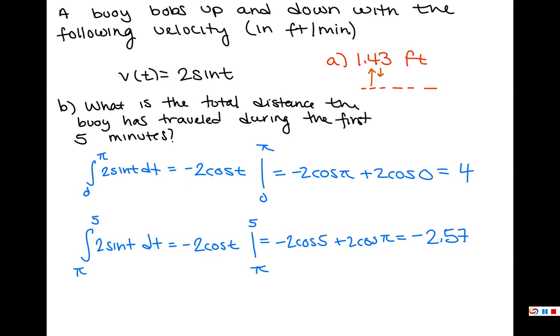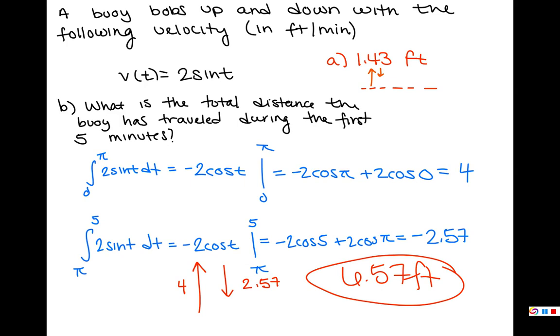This matches my answer in part A. We went up 4 feet, then we went down 2.57 feet. The net result is we are 1.43 feet above our starting position. So what is the total distance traveled? Well, if we went 4 feet up, 2.57 feet down, we have traveled a total of 6.57 feet.